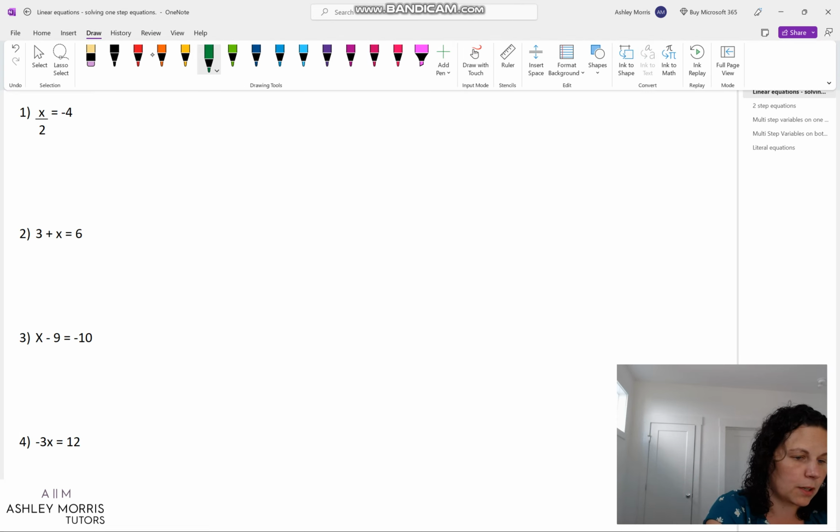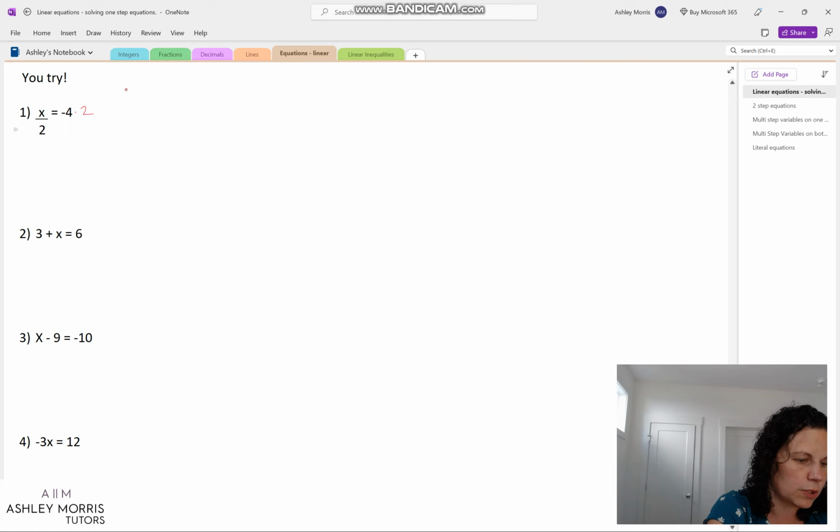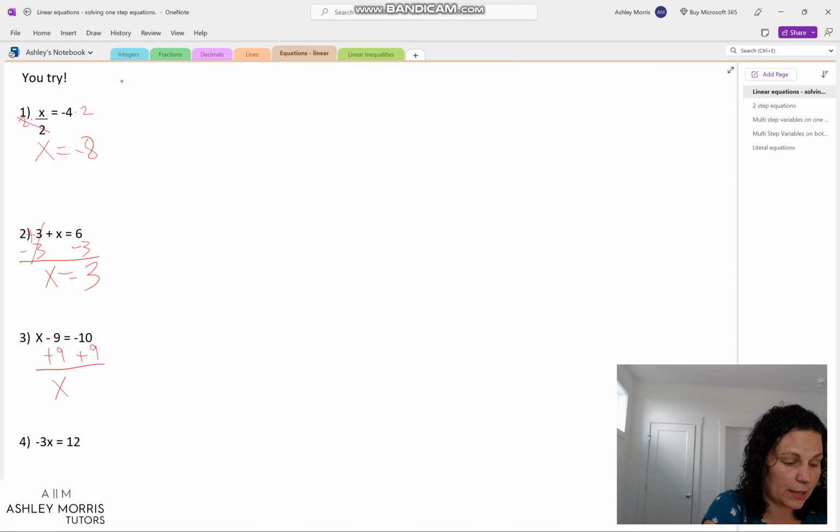I think I want to switch colors. Let's multiply by 2 to undo divided by 2. We multiply, so we're going to get -8. This is a +3 because there's no negative in front. So we're going to subtract 3 from both sides. 3 minus 3 is 0. 6 minus 3 is 3. X minus 9 means we need to add 9 to both sides. So x equals -1. And number 4, that's multiply, so we're going to divide both sides by -3.